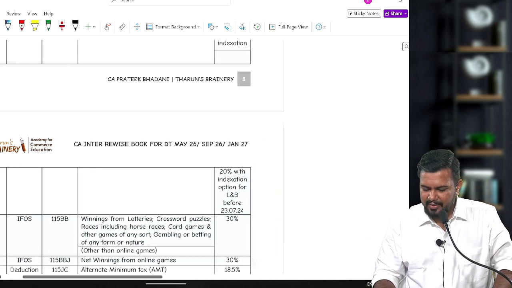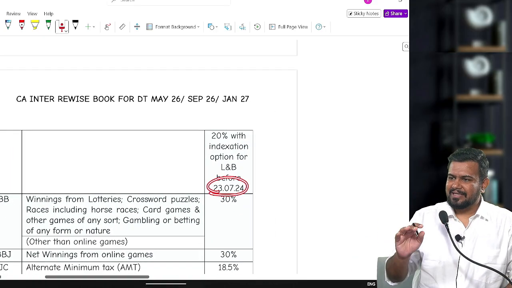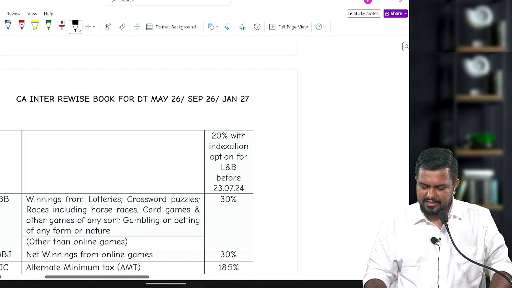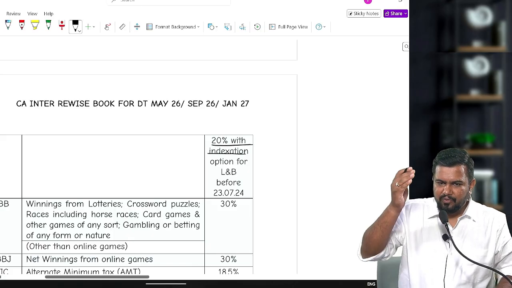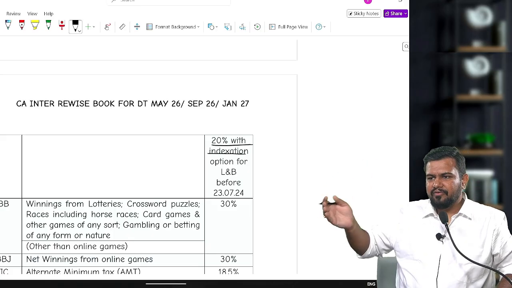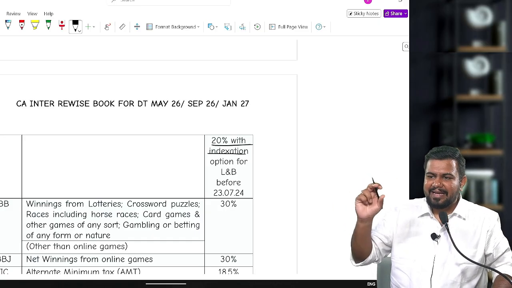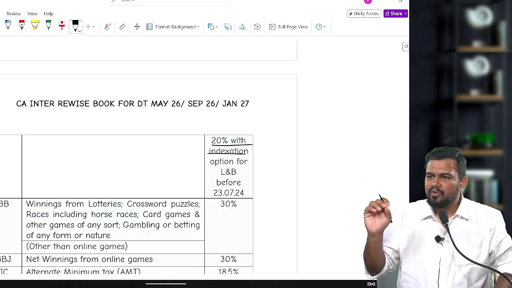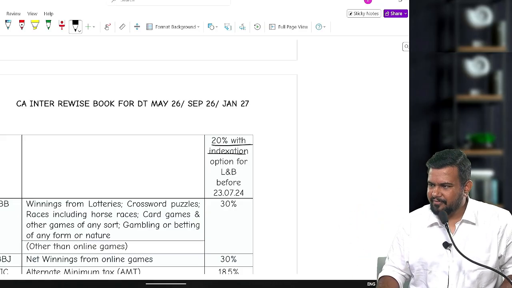Listen, before 23/7/2024, what was the tax rate? The tax rate itself was 20% with indexation. From 23/7/2024 onwards, whatever long-term capital gain is there, the tax rate has been decreased to 12.5%, but no indexation benefit will be given.